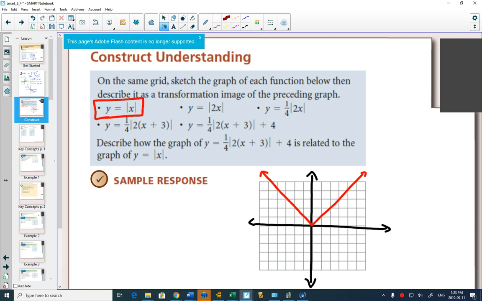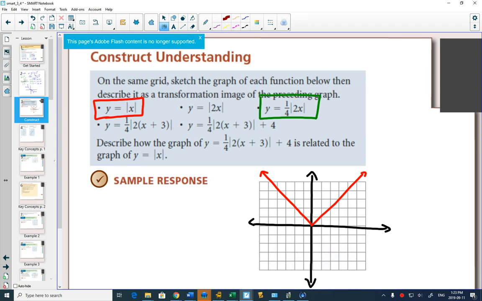We start off with a graph that we know. Y equals the absolute value of x. We then look at, and I'm going to skip some of these, okay? I'm going to skip the second one and go right away to the third one, because the third one is something we just did.